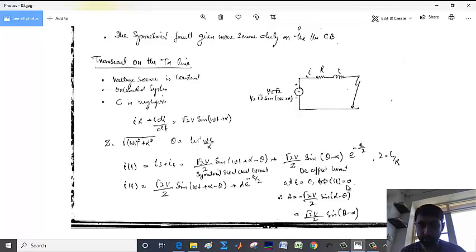At t equal to 0, the total current is equal to 0. That means this is equal to 0, this also equal to 0. That means A will be equal to minus root 2 V by Z sine of (alpha minus theta). Or we can take this minus inside, so A is equal to root 2 V by Z sine of (theta minus alpha). So that has been written over here. You can see e raised to the power minus t by tau, where tau is the time constant of the circuit, which is equal to L by R.